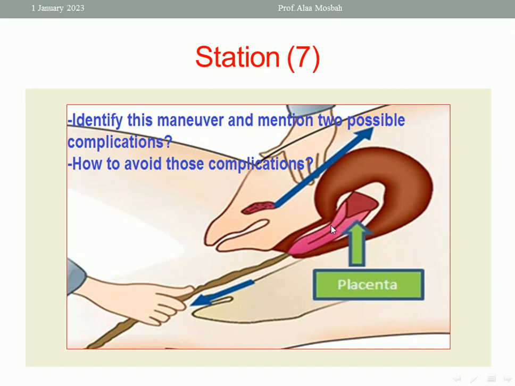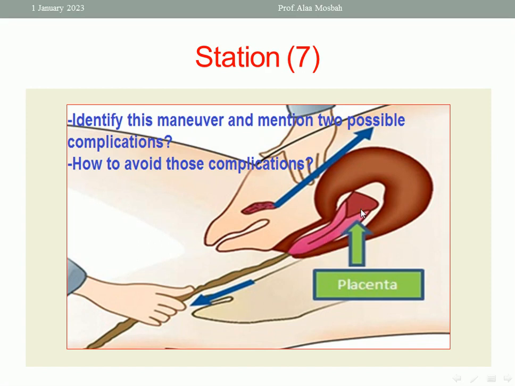Uterine inversion may happen, especially if cord traction is done while the uterus is relaxed. That's why I said the gentle cord traction should be done during contraction. So if I want to avoid this complication, as in the next question, I should do it gently and during uterine contraction, while the other hand pushes the uterus up. Okay? What other complication?